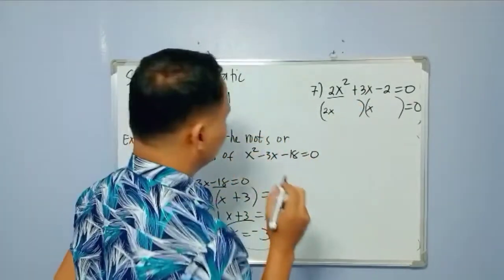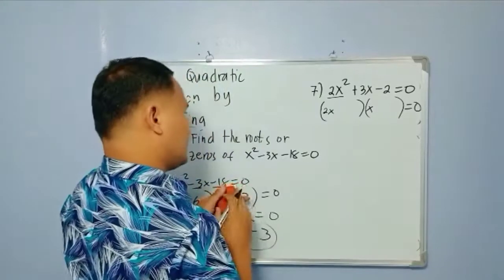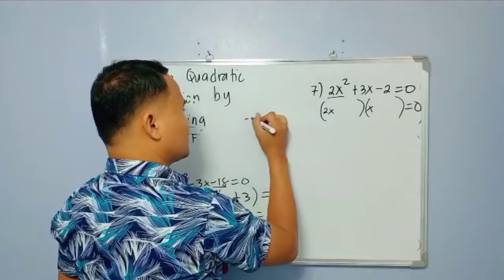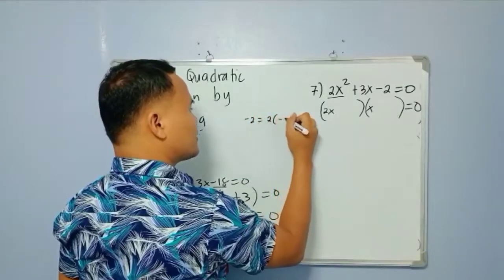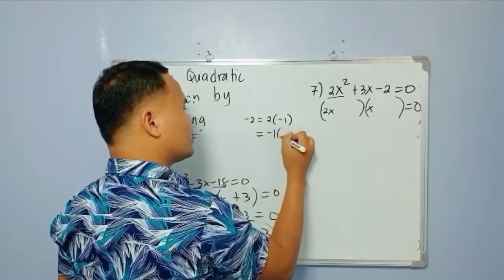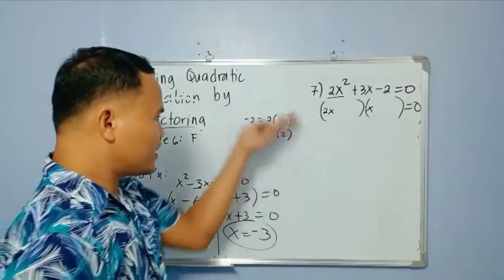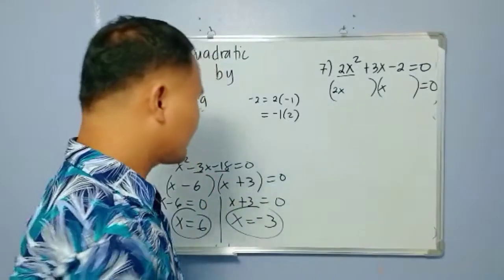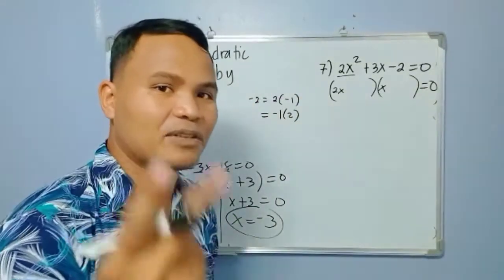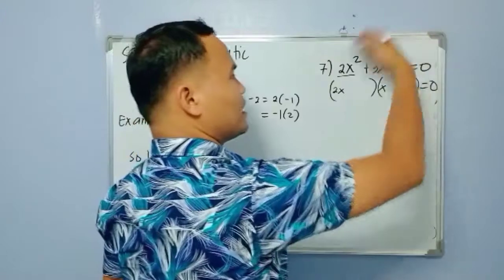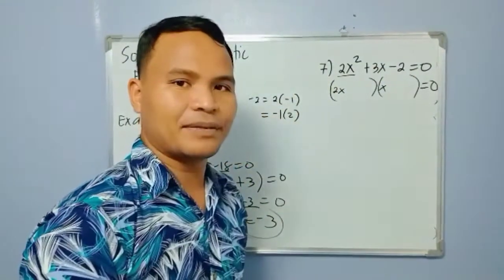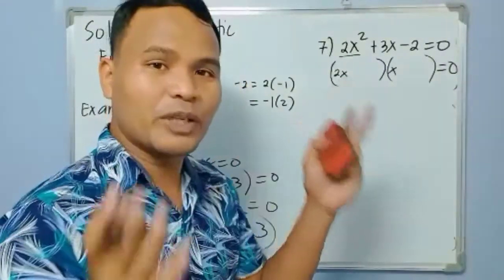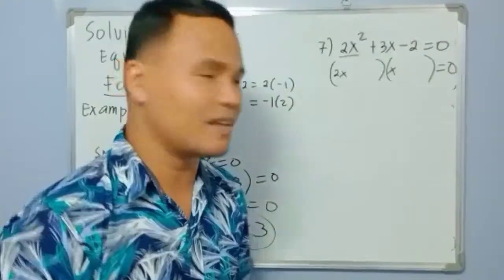Okay, let us write here. Factors of negative 2. It could be 2 times negative 1 or it could be negative 1 times 2. Okay, which of these factors that we are going to use? Okay, the idea in getting the product and the sum of the factors is not applicable in example number 7. It's because our a is not equal to 1. So what we are going to do is a trial and error method.